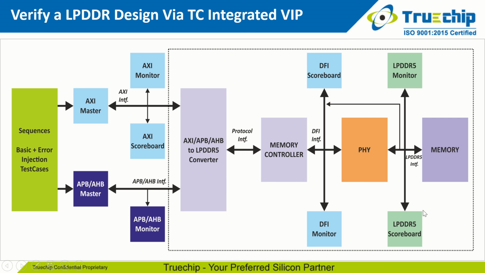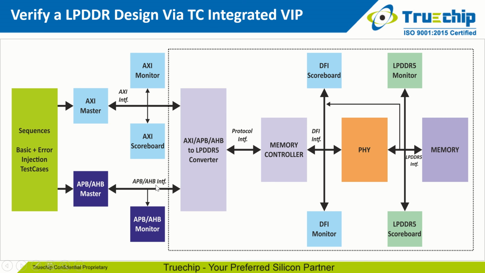Through the LPDDR5 interface, the transaction is transmitted back to DFI5 and from DFI5 to the memory controller via the DFI interface, from which it goes to the converter via the protocol interface, which converts the AXI, AHB, APB formats and transmits further to the AXI and APB interface.